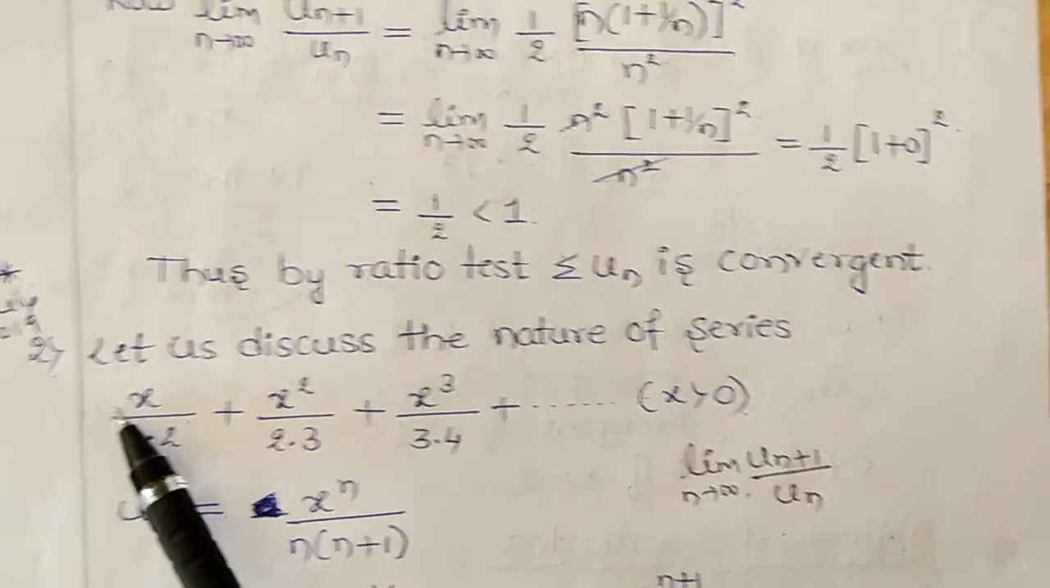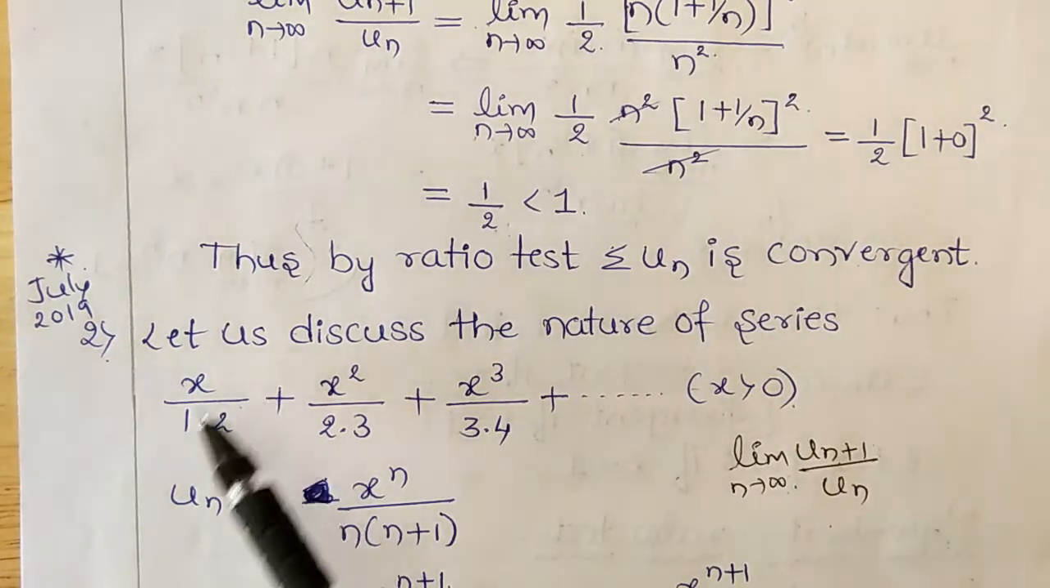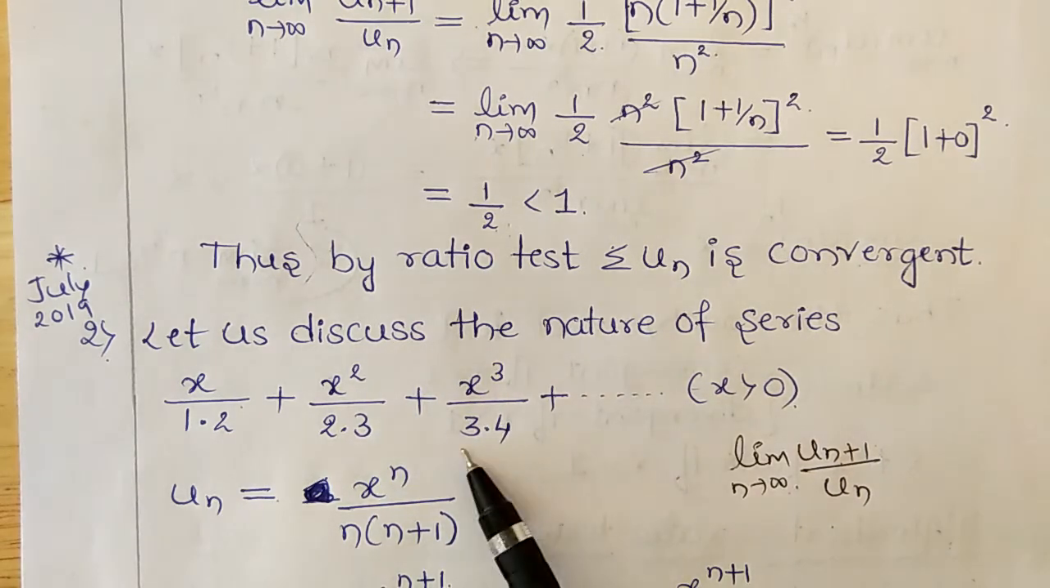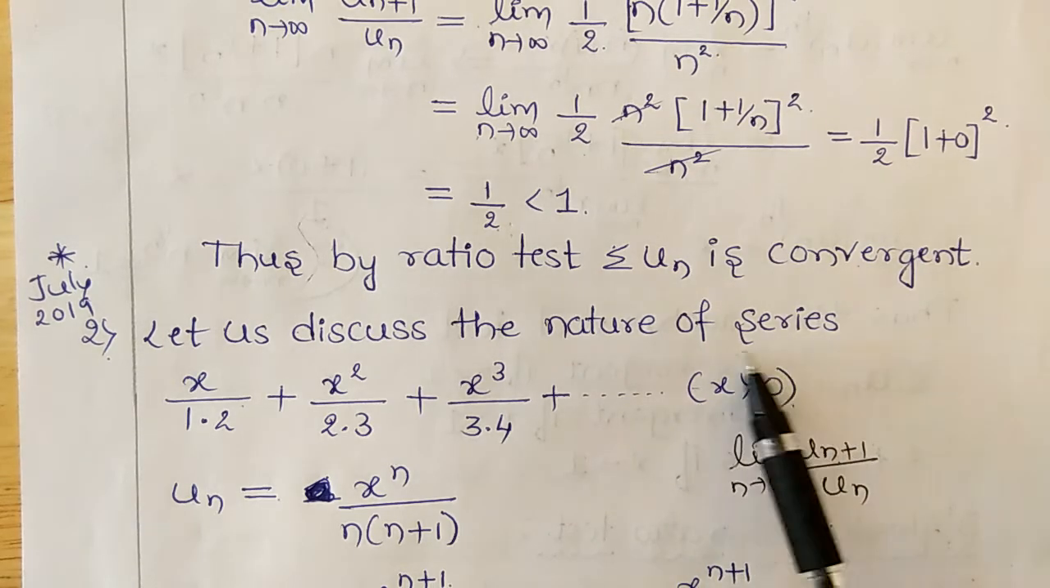Next example, let us discuss the nature of the series x divided by 1 comma 2 plus x square divided by 2 comma 3 plus x cube divided by 3 comma 4 plus and so on. If x is greater than 0, that means x is a positive value.